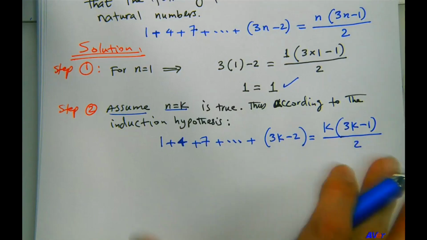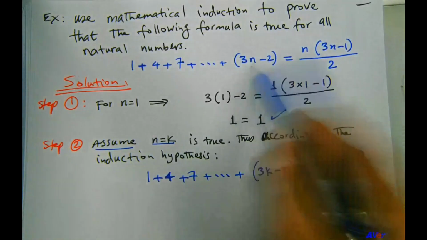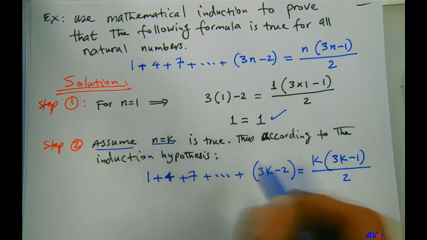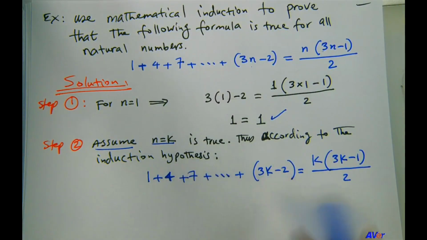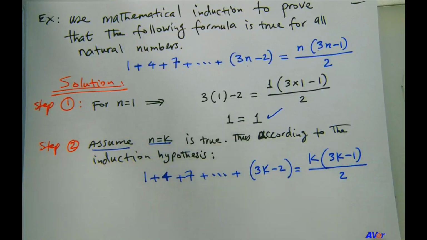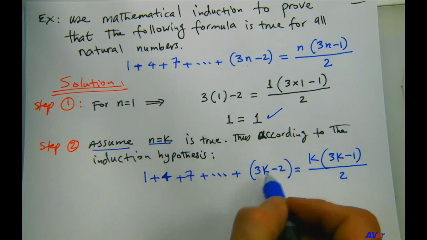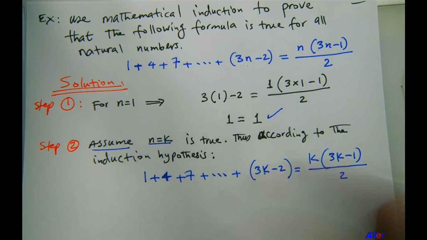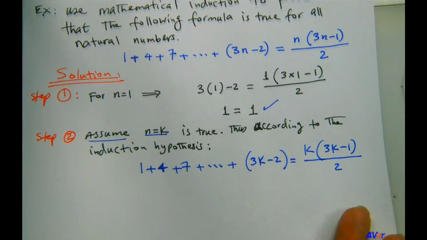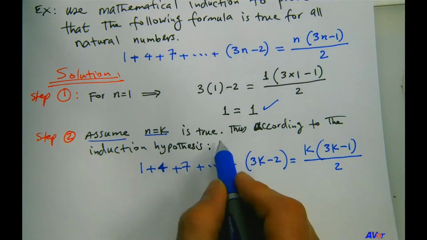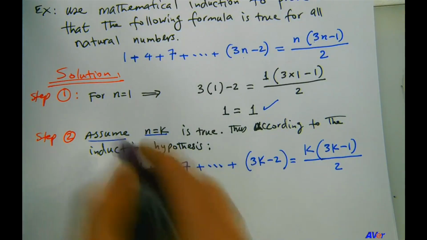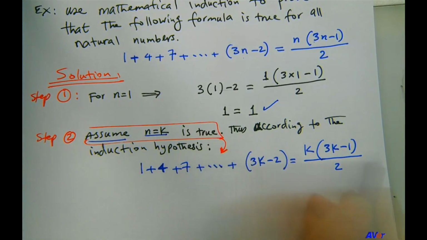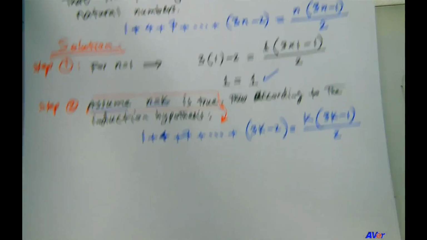Okay, all I did was replace n with k. Like I say, the author of your textbook uses k, so I'm using k, but you can use any letter. But it's not a number that you plug in like 1 or 2 or anything. It's just a variable. Let's call it k. So we assume that this equation is true.